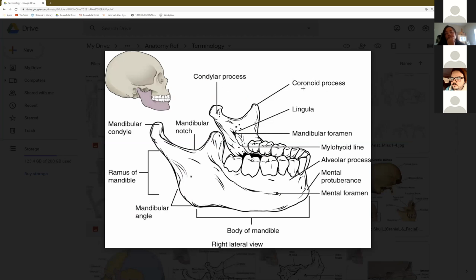Oh, I didn't mention process. Process is also a reference to some convexity, some growth or bump. So the coronoid process is the front. You have these two articulating surfaces of the jaw. The anterior facet or face is the coronoid process, and the posterior is the mandibular condyle.